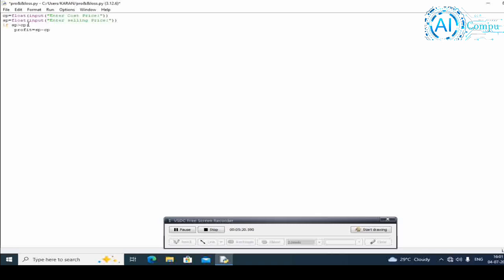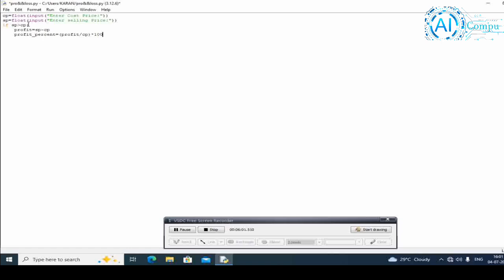For calculating the percentage, write a variable name; it can be anything relevant. I'm naming this variable profit percent equals to. What is the formula for calculating profit percentage? Just simple mathematics that we learned in class 8 or 10: profit divided by cost price into 100. That is the formula for calculating profit percentage.